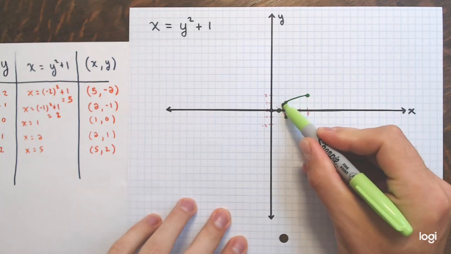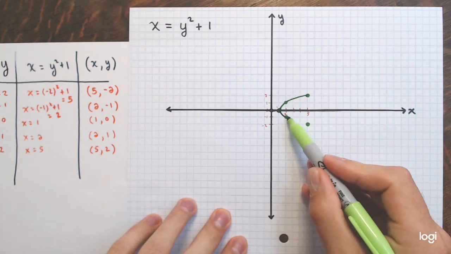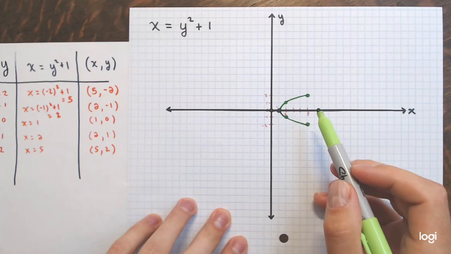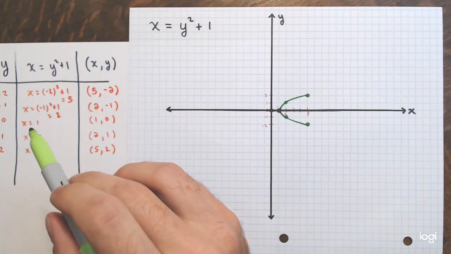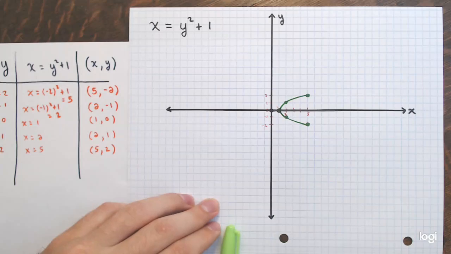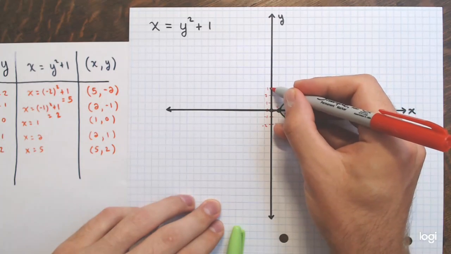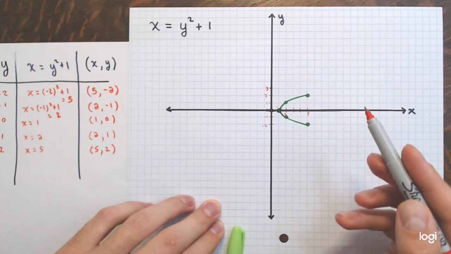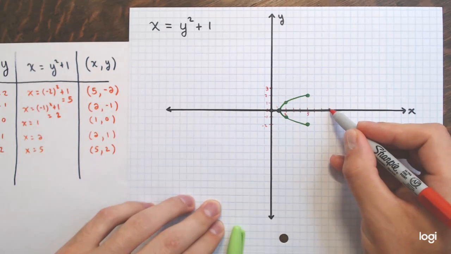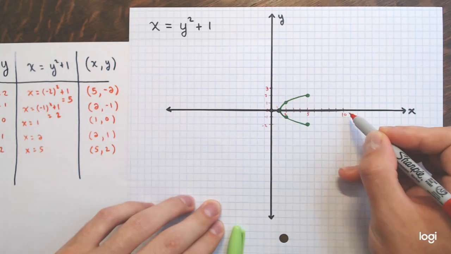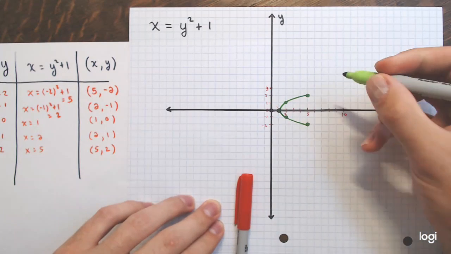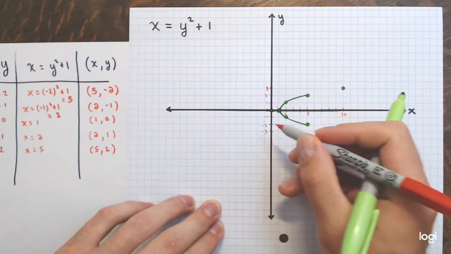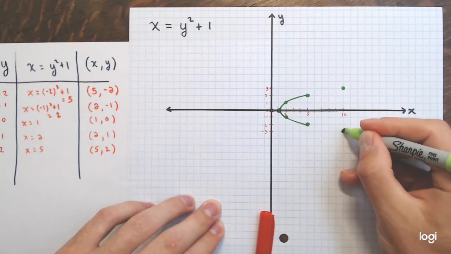All the solutions look like they're going to be following this pattern. And as with the last example, if I plugged in 3 for y over here, I'd have 3 squared plus 1, that's 9 plus 1, 10. You'd have 10 for the x and 3 for the y. You'd have this location. Same thing for negative 3. Right? You'd have 10 for the x, negative 3 for the y, this location.